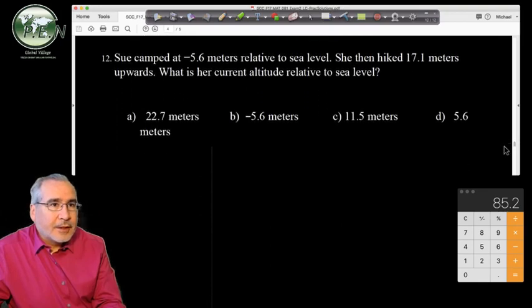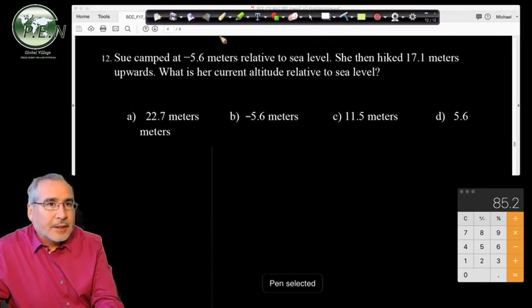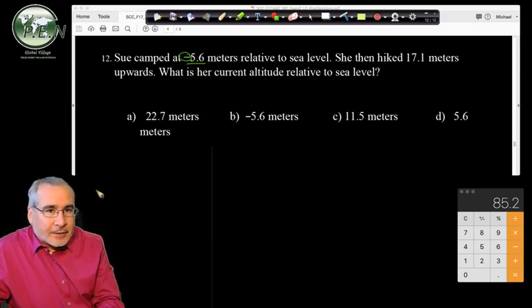Here's 12. So what is her current altitude relative to sea level? So she camped at negative 5.6 meters relative to sea level. So she was below sea level. The negative is important. So if here is sea level, say she's down in a hole area, so we know that she is 5.6 meters below, and then later she's going to walk up to a place that is 17.1 meters from where she started.